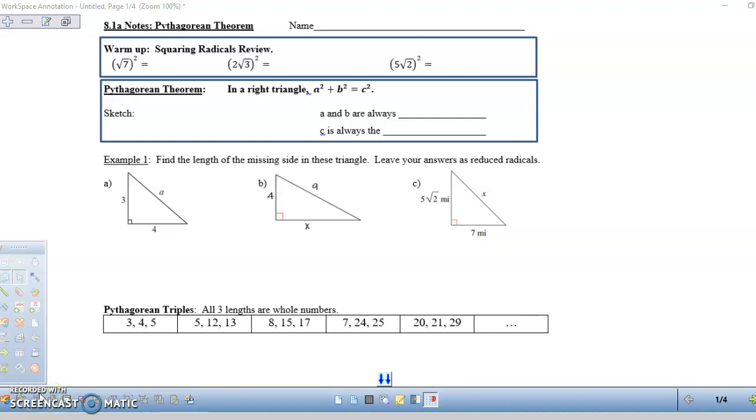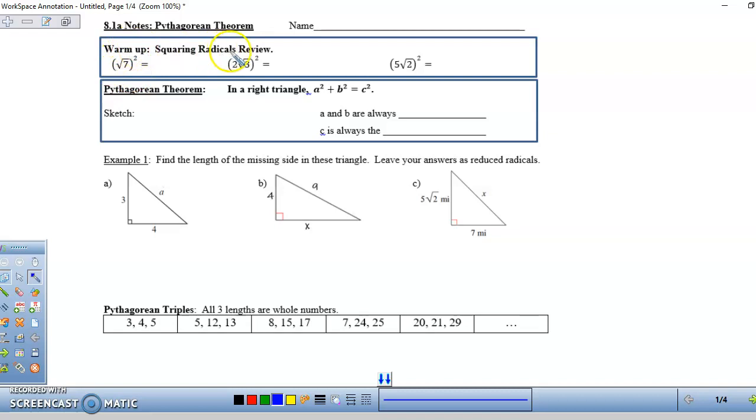Hello, geometry. So yay, we're in chapter 8, Pythagorean theorem. You definitely did this in middle school, so this part of this is going to be a review. We are going to make it a little bit harder than you did in middle school. So start out, if you didn't already, please pause and try these warm-up problems.